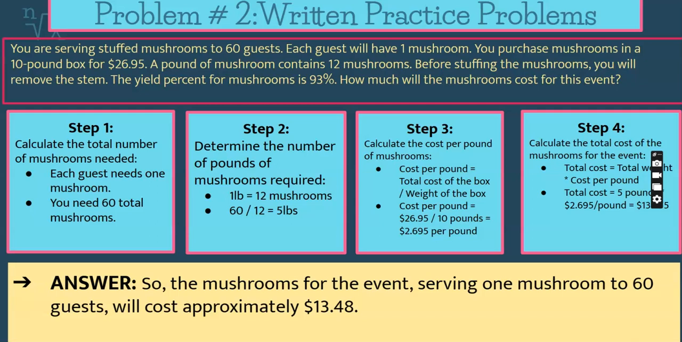A pound of mushrooms contains 12 mushrooms. Before stuffing the mushrooms, you will remove the stem. The yield percent is 93%. How much will the mushrooms cost for this event?